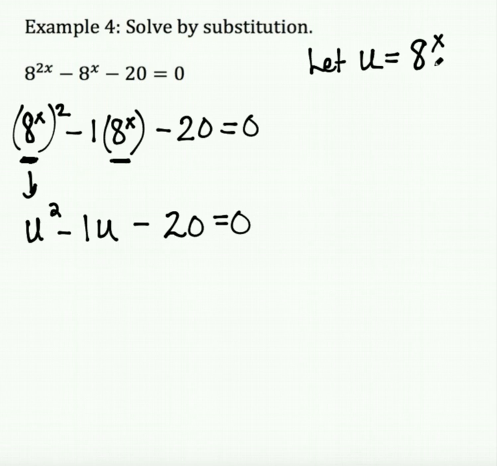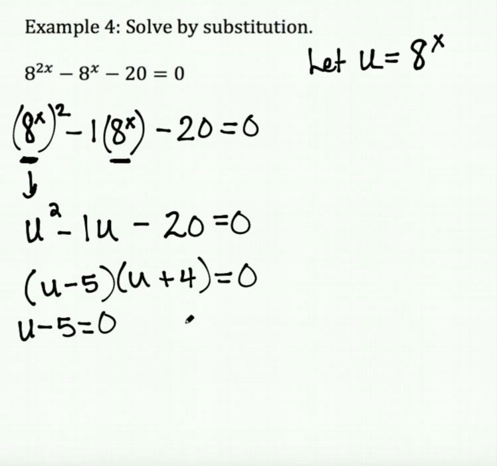So we'll come back to that 8 to the x later. But now that I've done the substitution, you can see I have this nice quadratic equation. I have u squared minus 1u minus 20 equals 0. If I wanted to solve that, I would factor. So to factor this, it becomes u minus 5 times u plus 4 is equal to 0. So I'm going to go ahead and solve this. So u minus 5 could equal 0, or u plus 4 could equal 0. That tells me that u could equal 5, or u could equal negative 4.